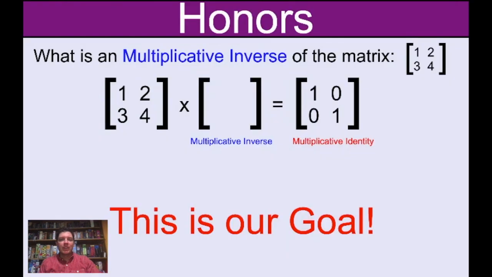This is going to be a weird one, but just to remind you, here's our goal. We're trying to find the inverse matrix so that when I multiply these two matrices together, I get 1, 0, 0, 1. And so far, we haven't quite been able to do it, but today we will.